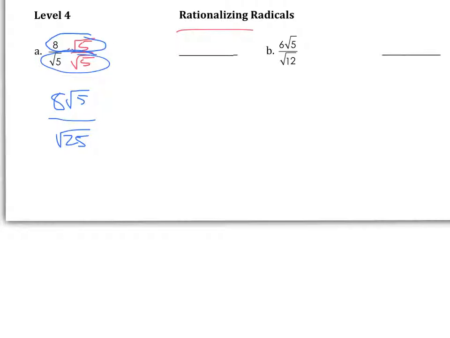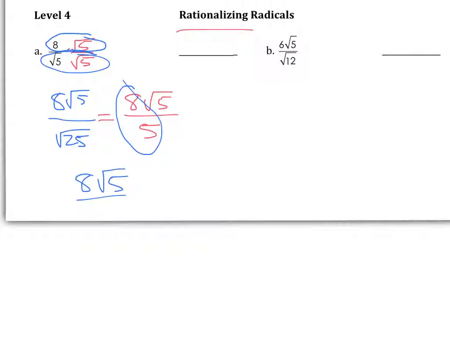And you might say, well, Mr. Rock, that doesn't help. We still have a radical in the denominator. Until you realize that on top you have 8√5 still. But what's the square root of 25? The square root of 25 is just 5. And unless these reduce, which they do not, that's your answer. 8√5/5. It doesn't look any prettier except that there's no radical in the denominator, meaning you're good to go. Okay, so be very careful with that. Multiply top and bottom by the radical.